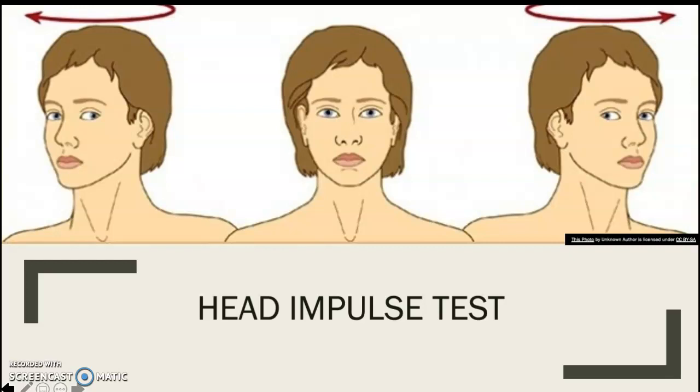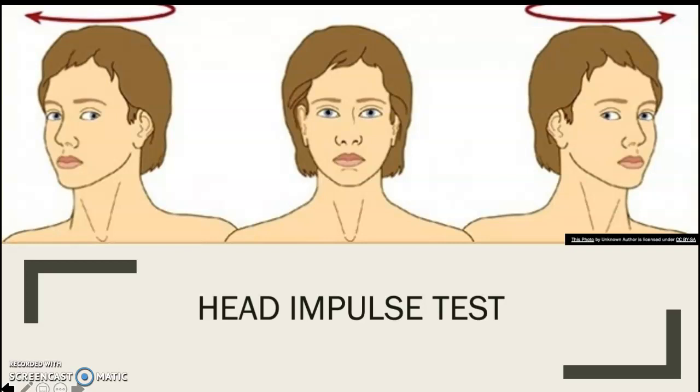The next part of the HINTS exam is the head impulse test. This test takes a closer look at the vestibulo-ocular reflex. This is the reflex that makes it possible to maintain a steady gaze when your head is moving back and forth. If you want to try this out, try to read the words head impulse test while moving your head right to left. You are still able to read those words because of your vestibulo-ocular reflex.